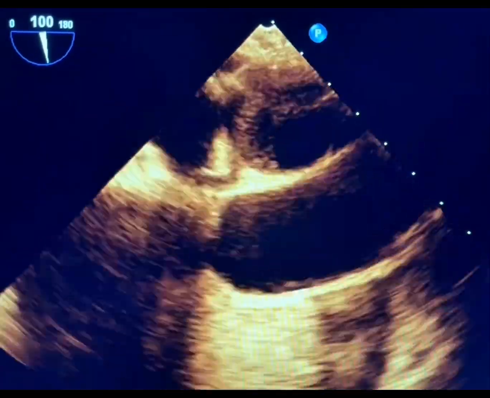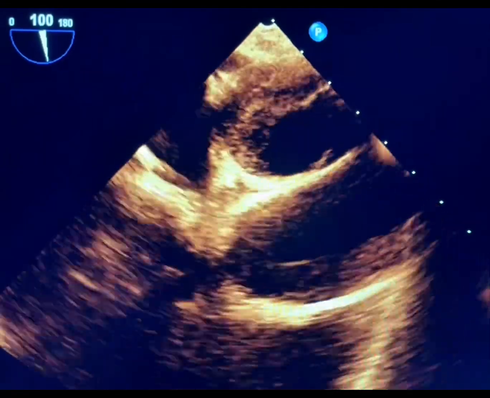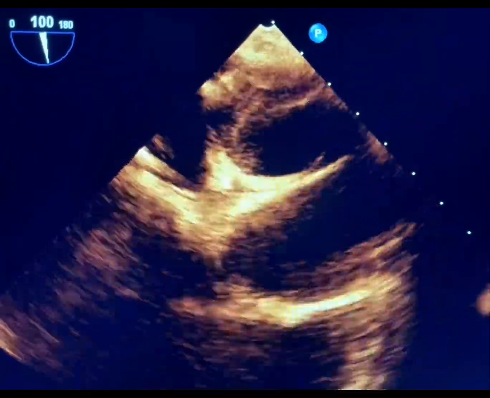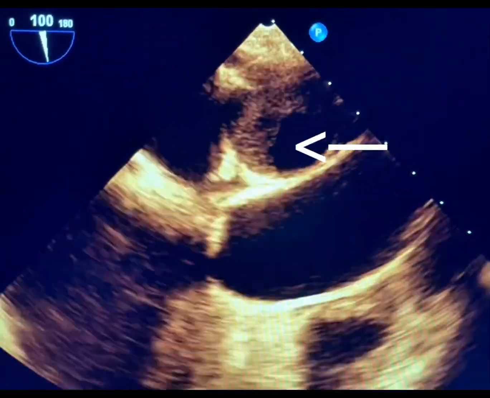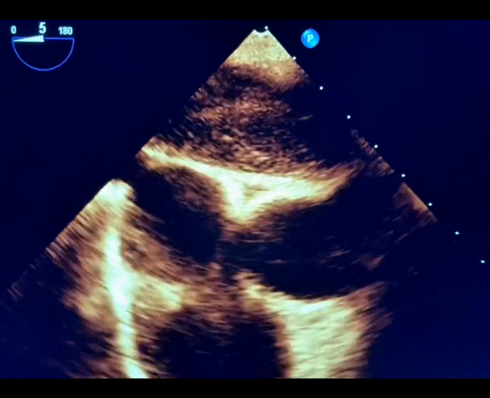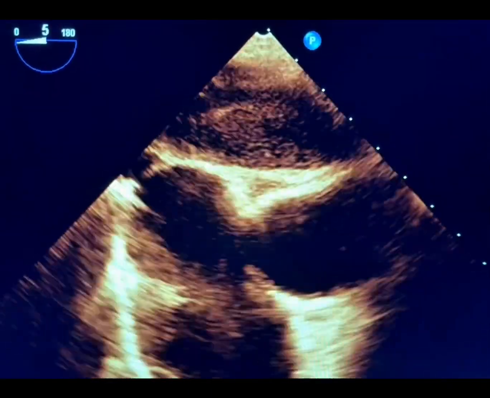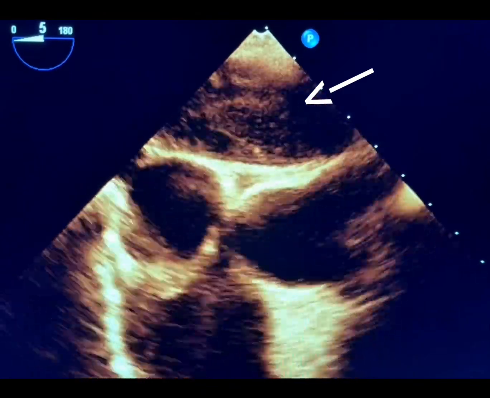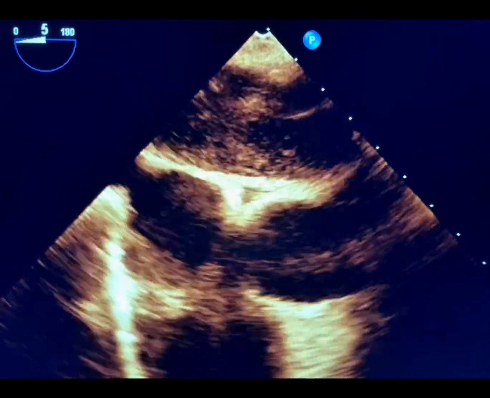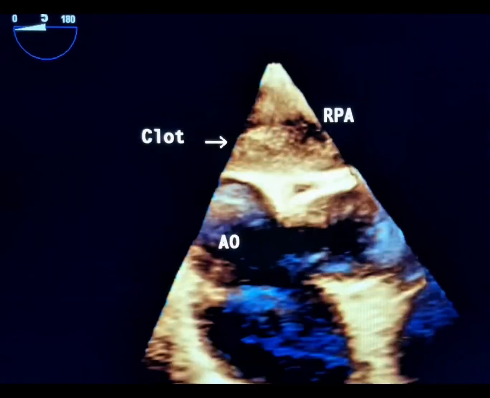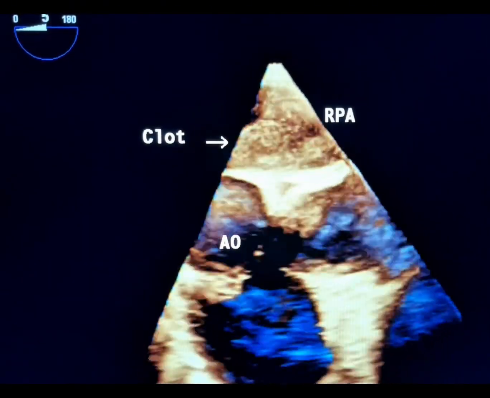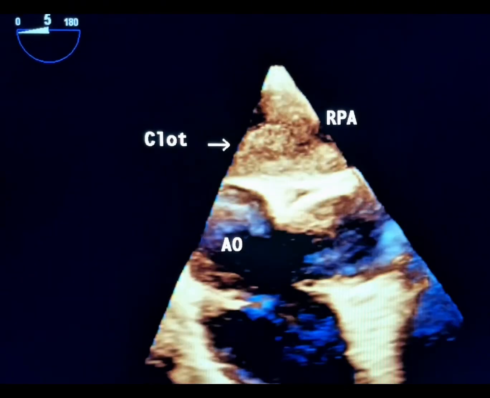This view reveals the proximal right pulmonary artery, which is occupied by a large crescentic hypoechoic mass. This upper esophageal view also reveals the large mass consistent with a clot in the proximal right pulmonary artery. The 3D echo further confirms these findings.